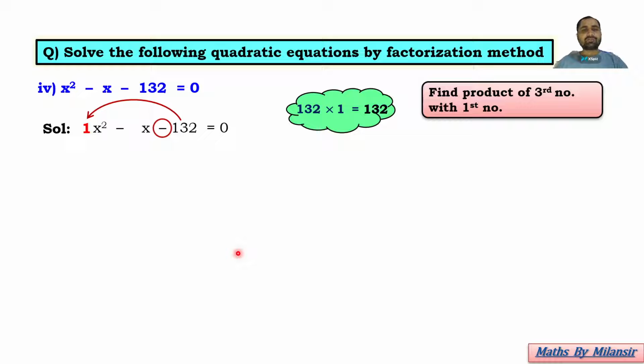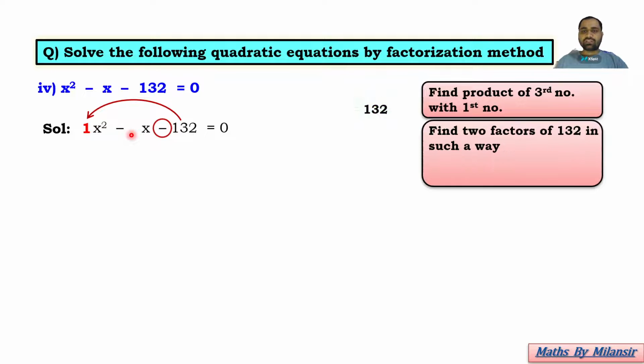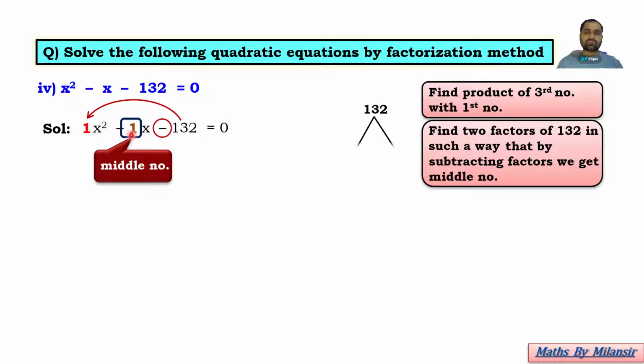Now here the last term is minus. So if the last term is minus, then by subtraction we need the middle term. So here find two factors of 132 in such a way that by subtracting we get the middle term. So here what is the middle term? Middle term is 1 only here. So the middle number is 1. Therefore factorize 132 in such a way that by subtraction we get 1. So the factors are 12 and 11, because the subtraction of 12 and 11 is 1.